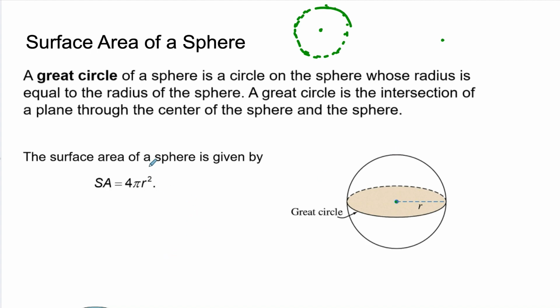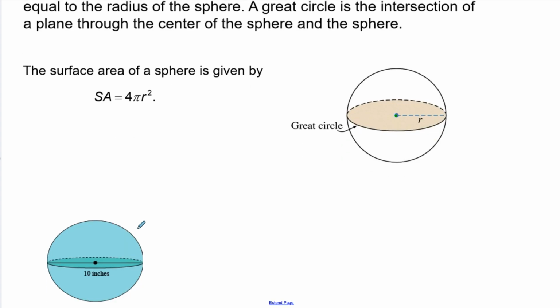And for a sphere, it is hard to prove how to find the surface area, so I will just ask you to remember the rule. The surface area of a sphere is 4 times pi r squared. Pi r squared is the circle, but it's like 4 times that. Okay, so very simple. Let's apply this to find the surface area of this sphere.